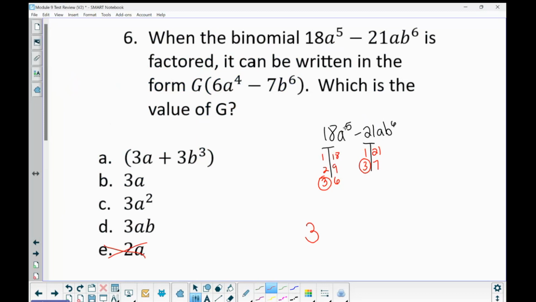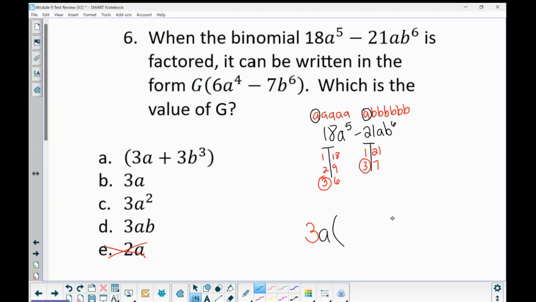Now I'm going to see if they have any letters in common. Here they have 5 A's. Here we've got 1 A and 6 B's. All right, let's see what they have in common. So we've got an A here, an A here. No more A's in common and no B's in common. So we can deduce that we've got a 3A in common.